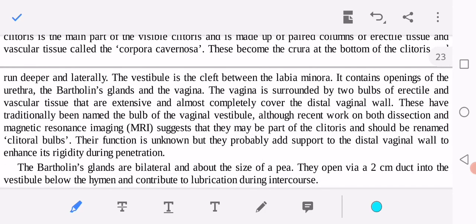Now what about the vestibule? Next part is vestibule. Vestibule is basically the cleft between the labia minora, and it contains the openings of the urethra, Bartholin gland, and the vagina. The vagina. Next is the vagina.